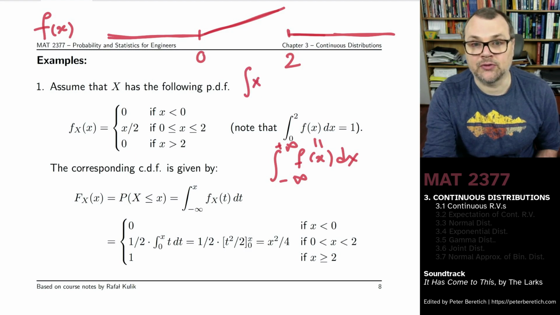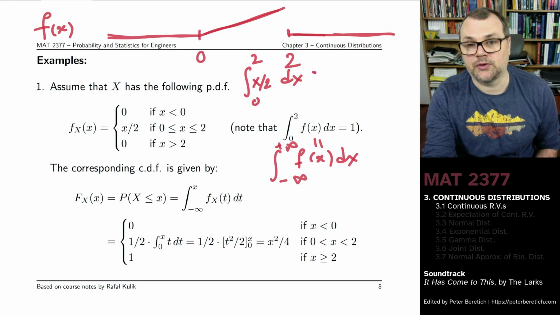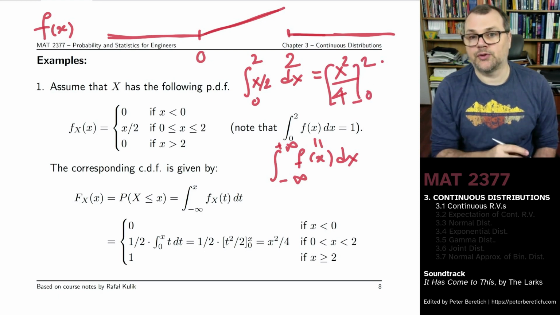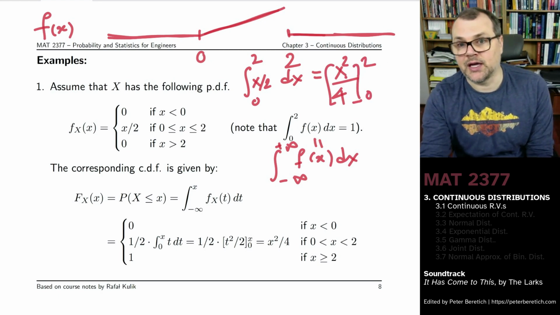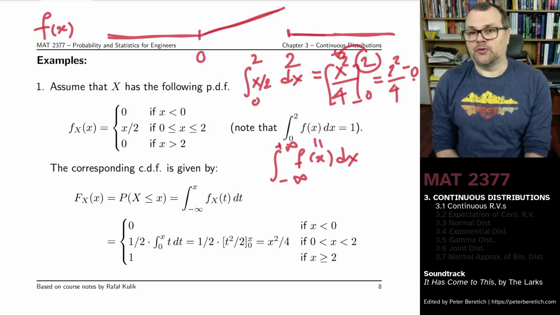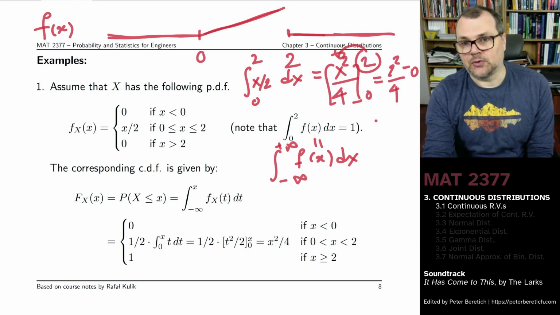It's going to be the integral of x over 2 between 0 and 2. That gives you x squared over 4 between 0 and 2. You first replace x by 2. That gives you 2 squared over 4 minus what happens when you replace x by 0. Well, it's going to be 0 squared over 4, this is 0, and this is indeed equal to 1.